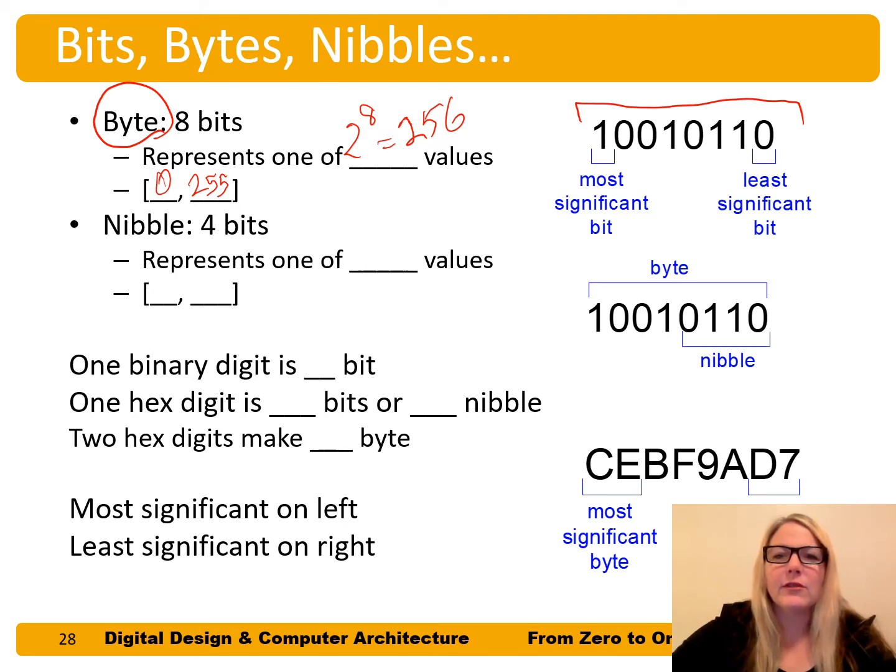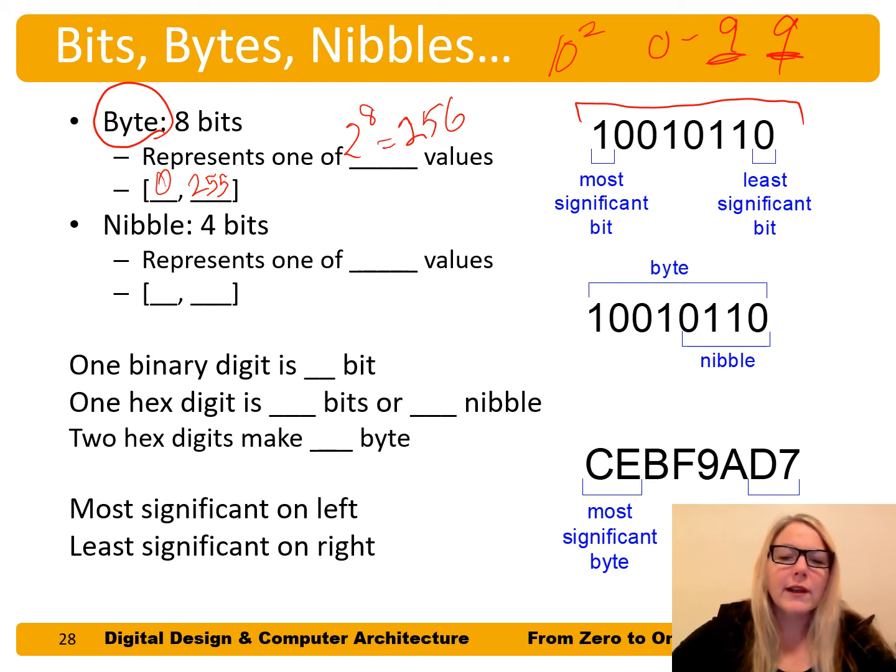Just like with 2 decimal numbers, we can represent 100 different values from 0 to, well, the largest value is 99. Our range is from 0 to 99. 0 is a value, and then 1 to 99 are the other 99 values.